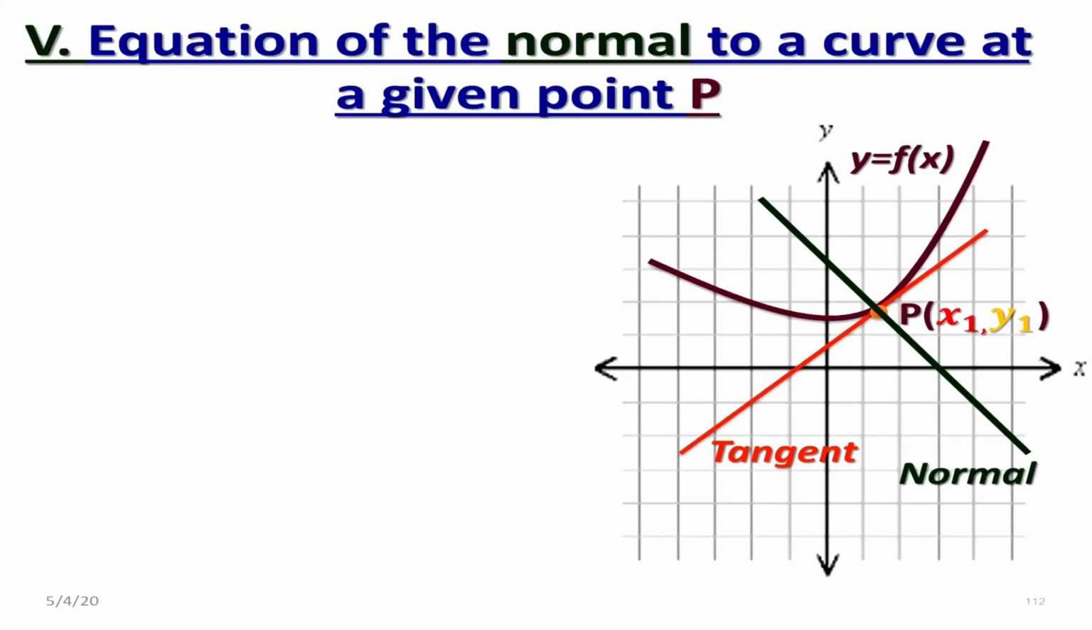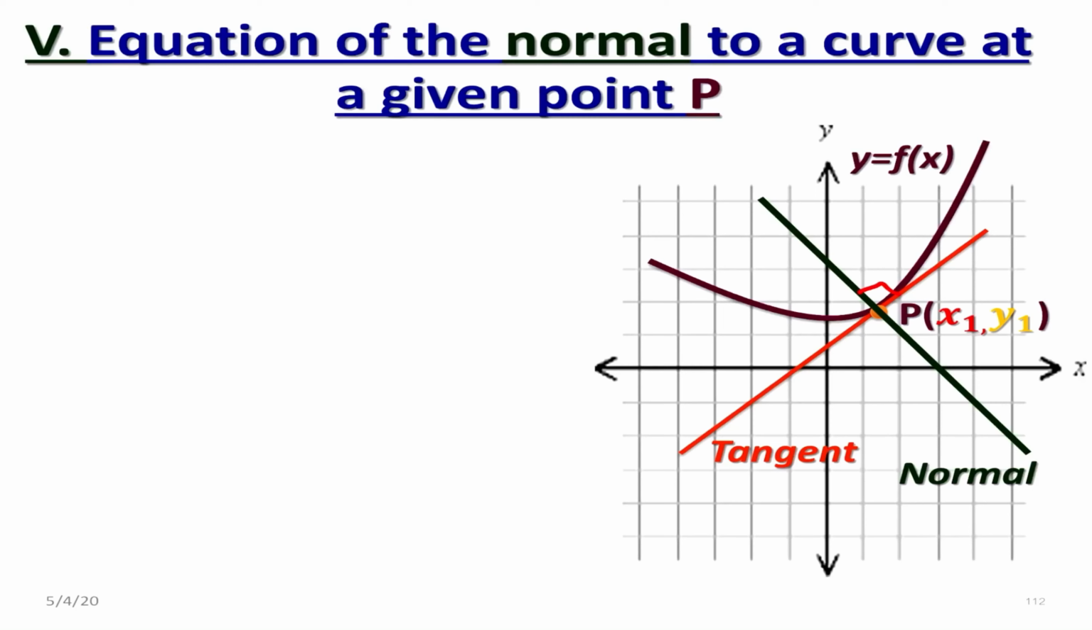Alright, let's find out how to find the equation of the normal line to a curve at a given point P. Say we have a curve given by the equation y equals f of x. Also, we are given a normal line at the point P with coordinates x1, y1. It's a given point also. Remember that a normal line is a straight line which is perpendicular to a tangent line.